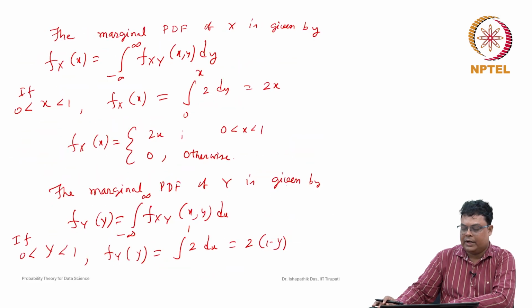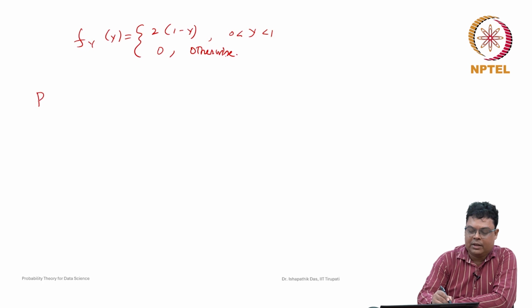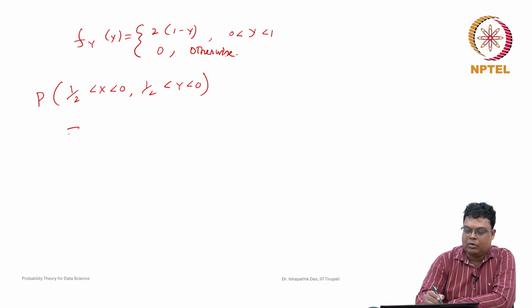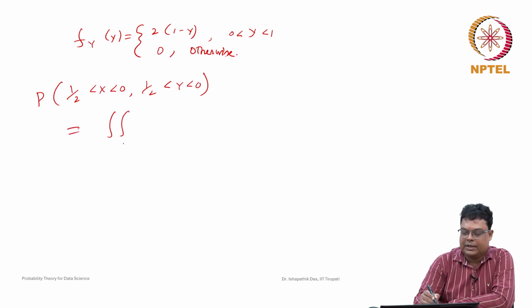Those things we also did. So let us compute again the probability that 0 < x < 1/2, 0 < y < 1/2. Basically, in this region, we have to integrate the probability density function dx dy.